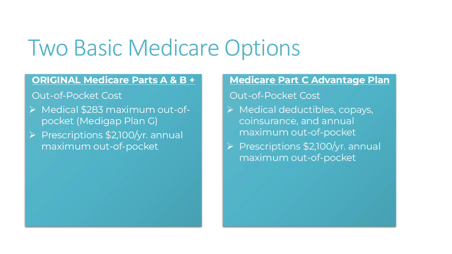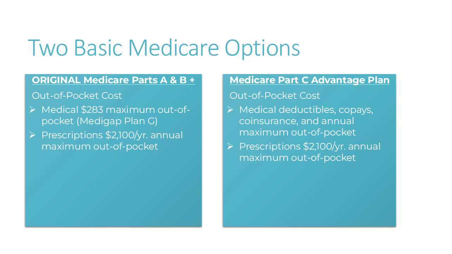Next, under Option 2, Medicare Part C Advantage plans. The maximum out-of-pocket costs for all Medicare-approved services depends on the specific Medicare Advantage plan. There may be deductibles, copays, and coinsurance you'll pay along the way.